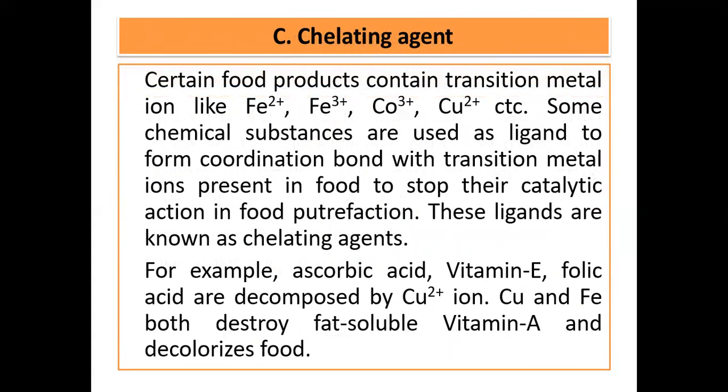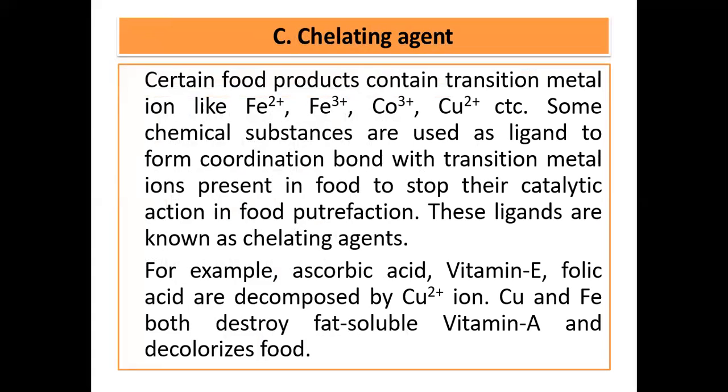What is a chelating agent? Certain food products contain transition metal ions like ferrous ion, ferric ion, cobalt ion, copper 2 plus, etc. Some chemical substances are used as ligands to form coordination bonds with transition metal ions present in food to stop their catalytic action in food putrefaction. These ligands are known as chelating agents.